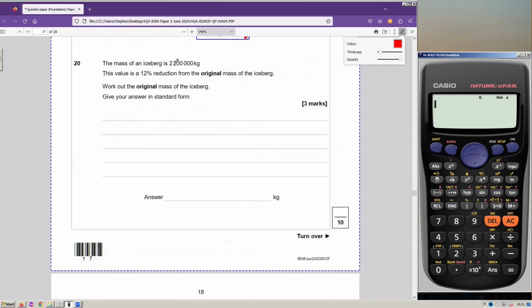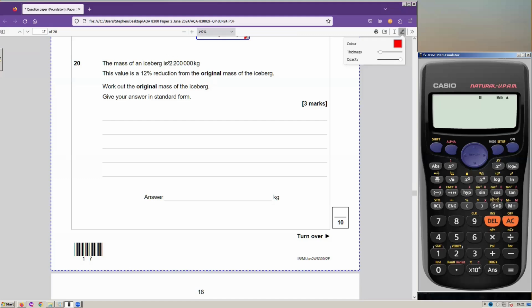The mass of an iceberg is 2,200,000 kilograms. This value is a 12% reduction from the original mass of the iceberg. Work out the original mass of the iceberg. Give your answer in standard form.